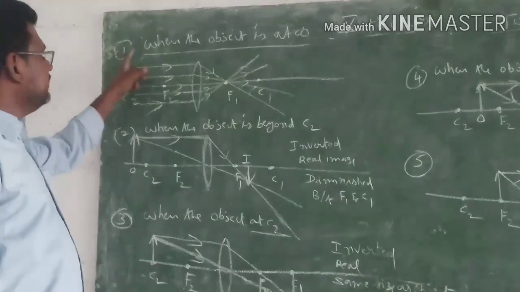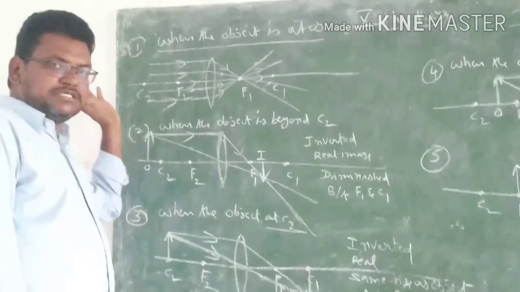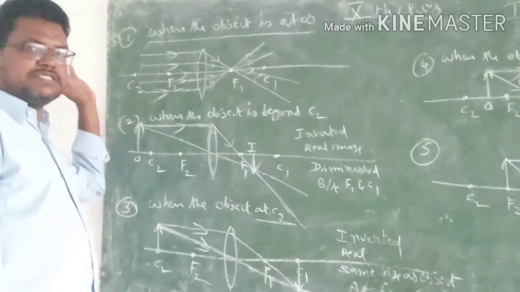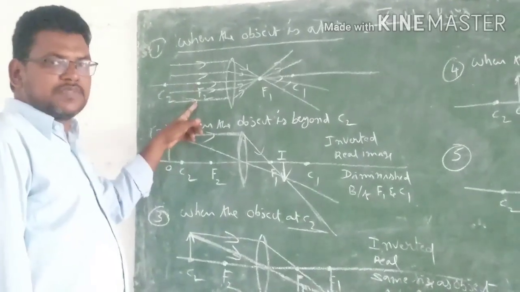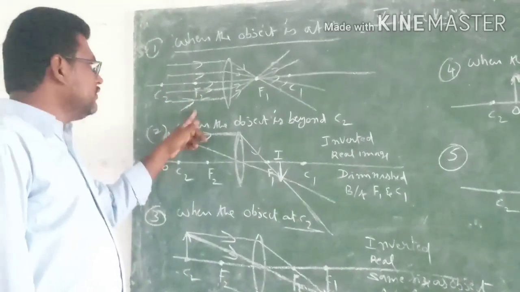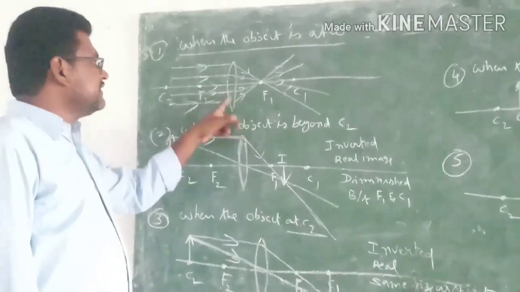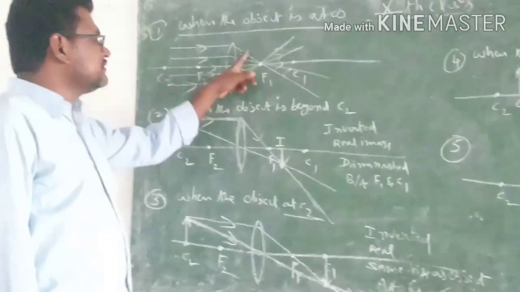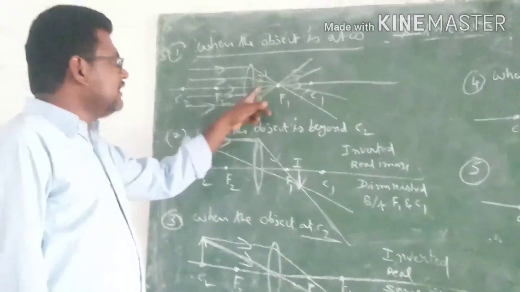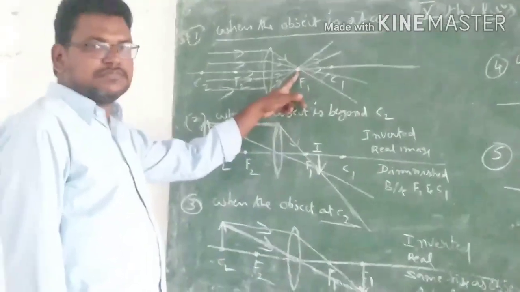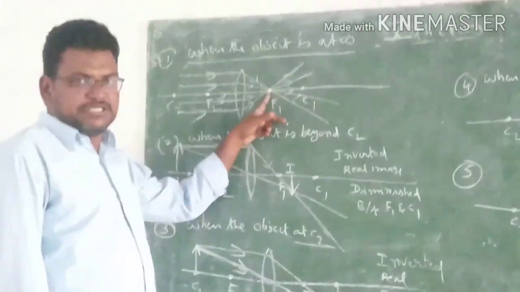So the first one is when the object is at infinity. When the object is at infinity, the light rays coming from it are parallel to each other, and if they are incident parallel to the principal axis, after the refraction, a convex lens can converge all those refracted light rays at a focus. So here all refracted light rays are converging at a focus, which means an image can form there.